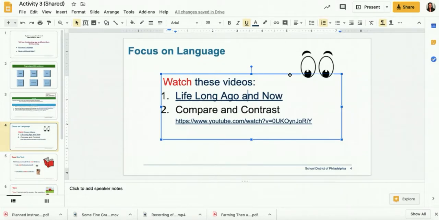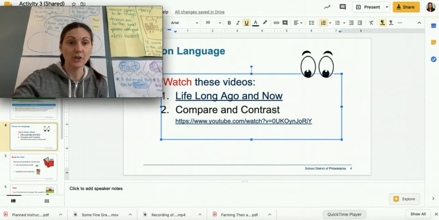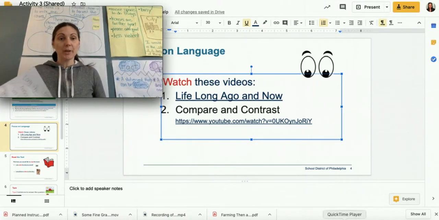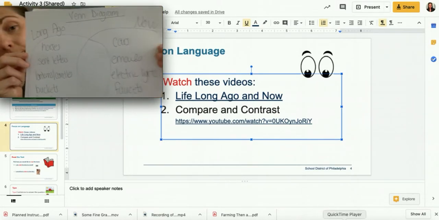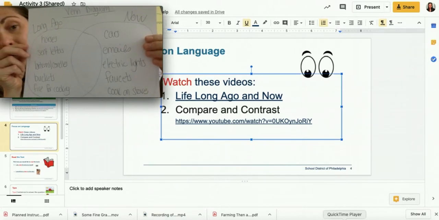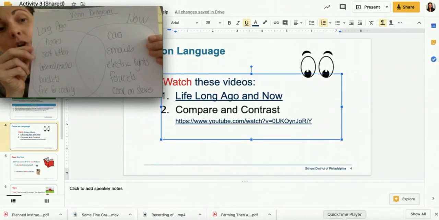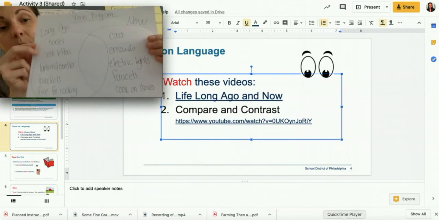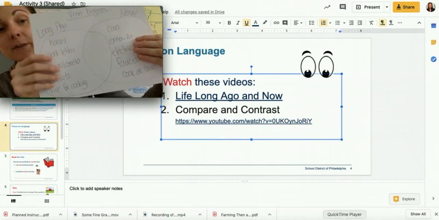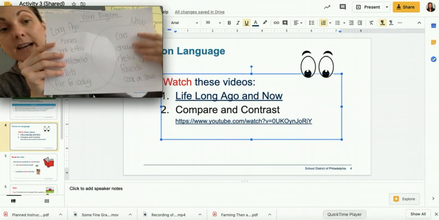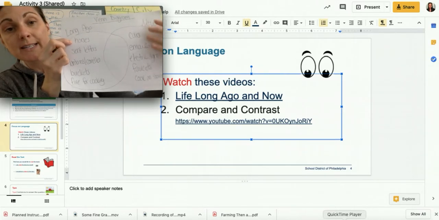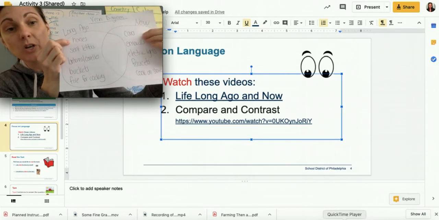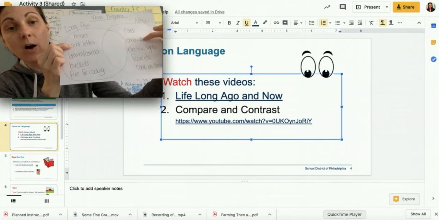Okay, so long ago and now, I did my own little compare and contrast as I listened to the video. So if I said Venn diagram before and you weren't quite sure what I was talking about, this is a Venn diagram. It's just the two overlapping circles, and I focused on contrasting long ago to now. In other words, I focused on the differences, and remember that the differences go on the outsides of the circles. So this is long ago. Long ago, they used horses, and now we use cars. Long ago, they sent letters, and now we email.